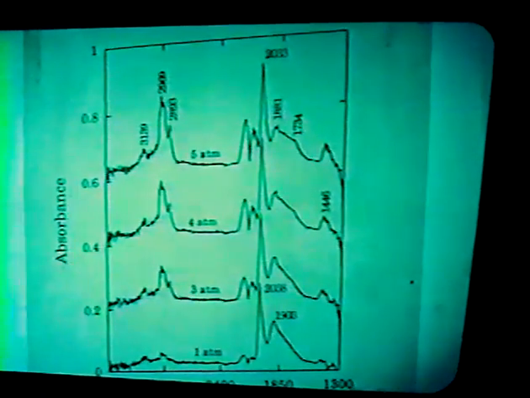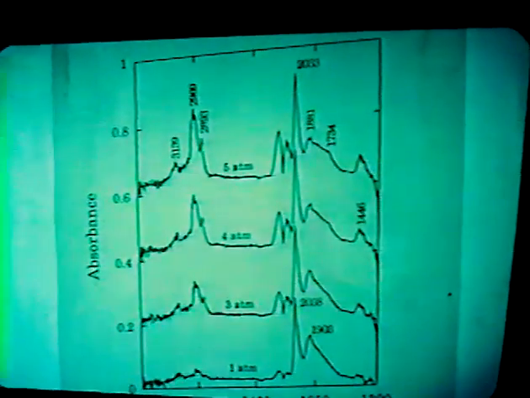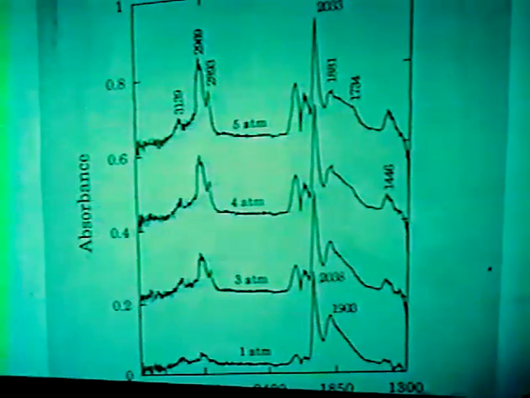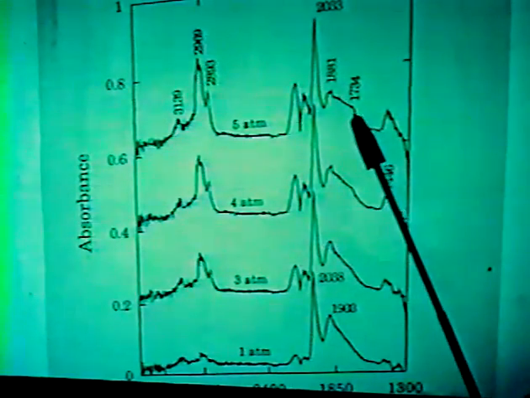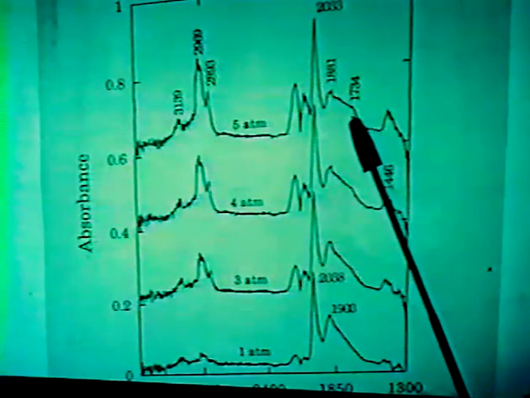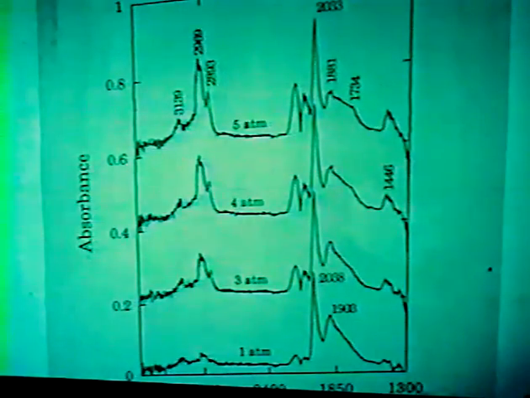AA1 is a bridge CO band. As the pressure increases, the linear CO band increases by around 5%. There are other bands here attributed to ethylene, ethane, and some adsorbed hydrocarbons. We also see a small amount of propionaldehyde on the surface of the catalyst.